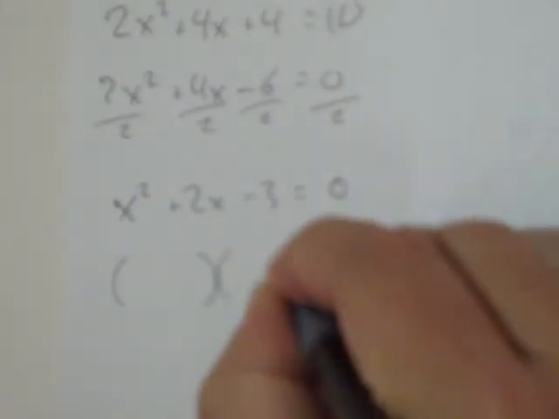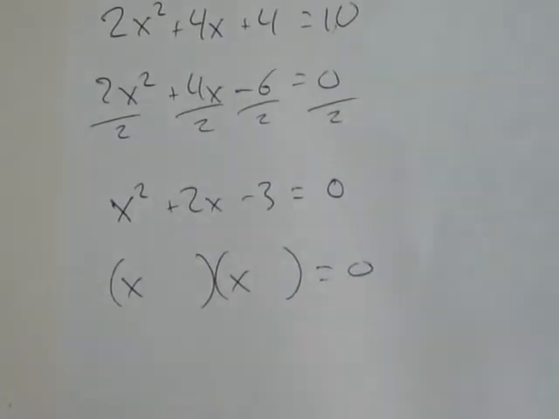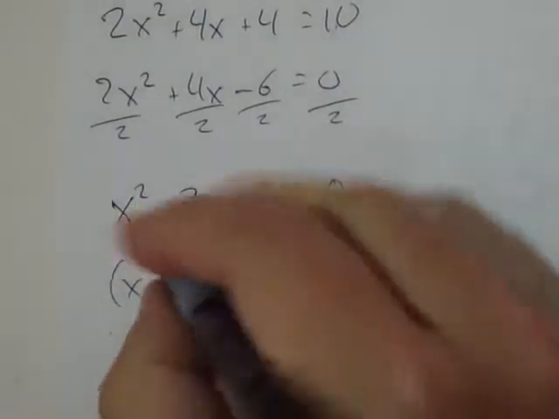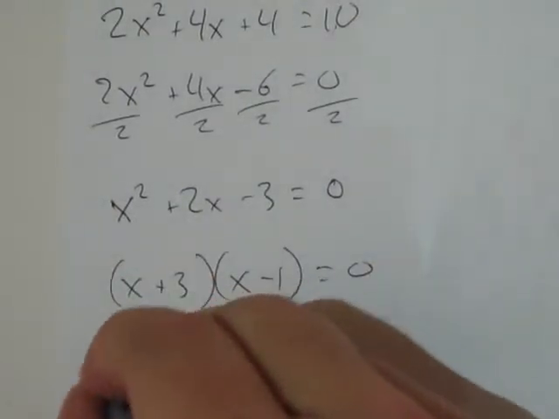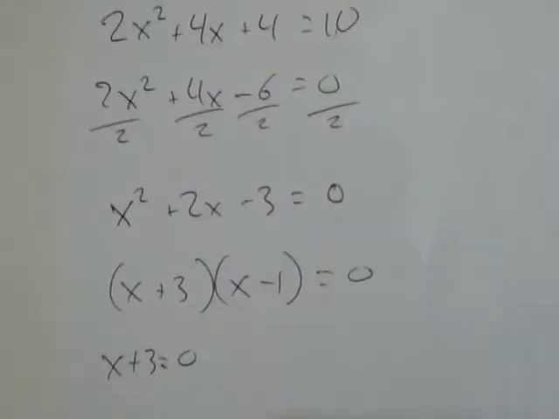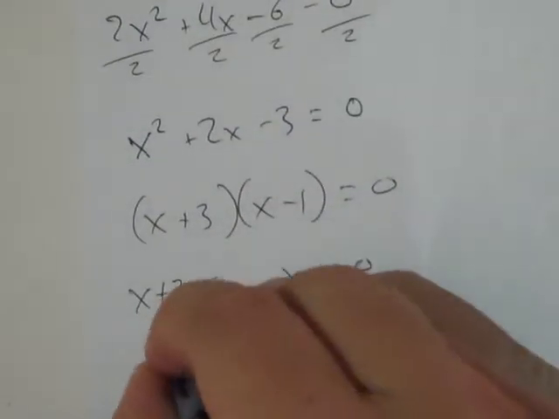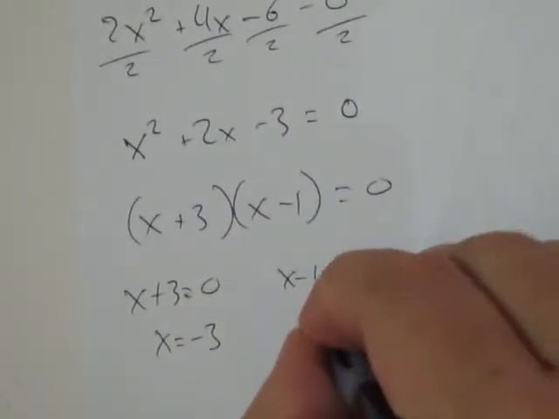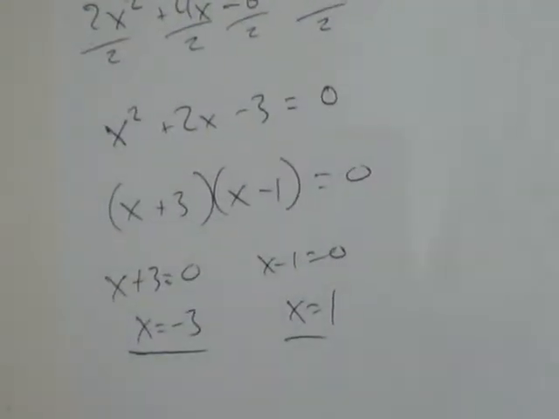So I can do this. What do we have? How about plus 3 and minus 1? So x plus 3 and x minus 1. That looks like it might work. So we'll do x plus 3 equals 0 and x minus 1 equals 0. So this is going to be x equals negative 3 and x equals 1. And so those are our two x values for our solutions.